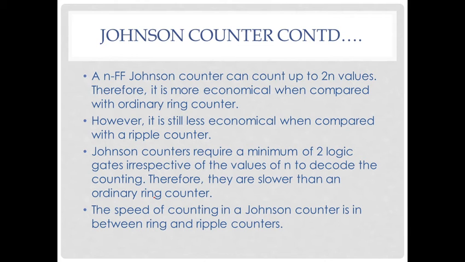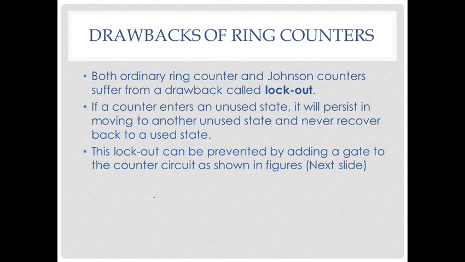If there are n flip-flops, then Johnson counters can count to 2n values. So they are more economical when compared to an ordinary ring counter. However, they're still less economical when compared to ripple counters. So if the counting value does not matter and what matters to you is the speed, then the Johnson counter would be your choice.